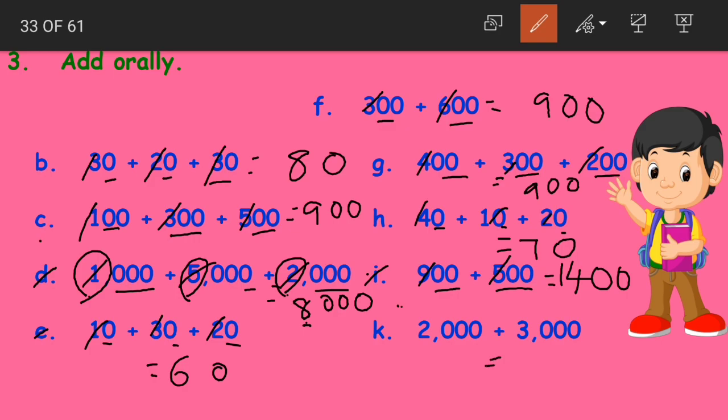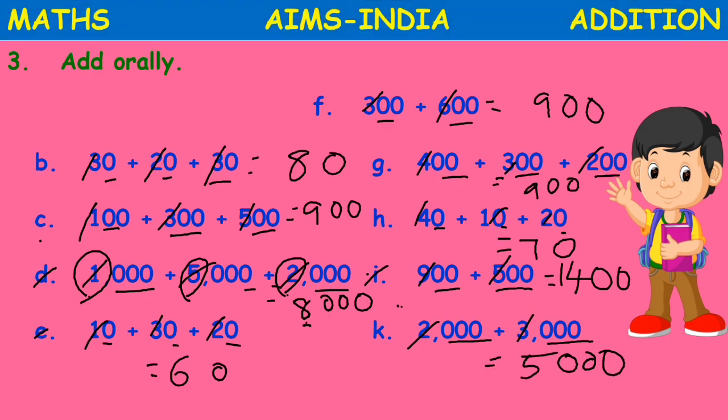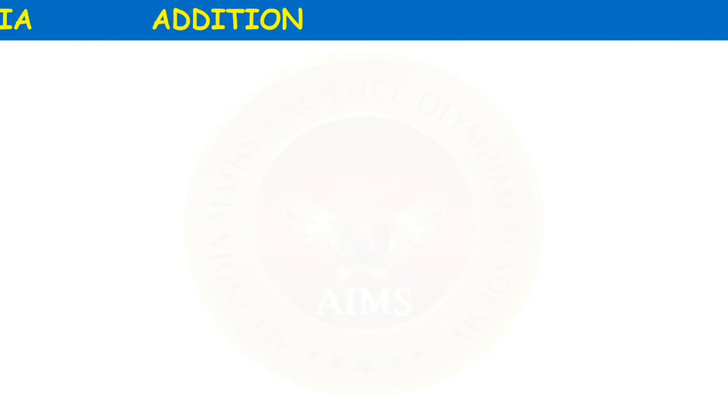1400. Moving on to question number K. We are having 3 zeros here. So I will put 3 zeros. 2 plus 3 becomes 5. So the answer will be 5000. Yes children? These were the homework problems.